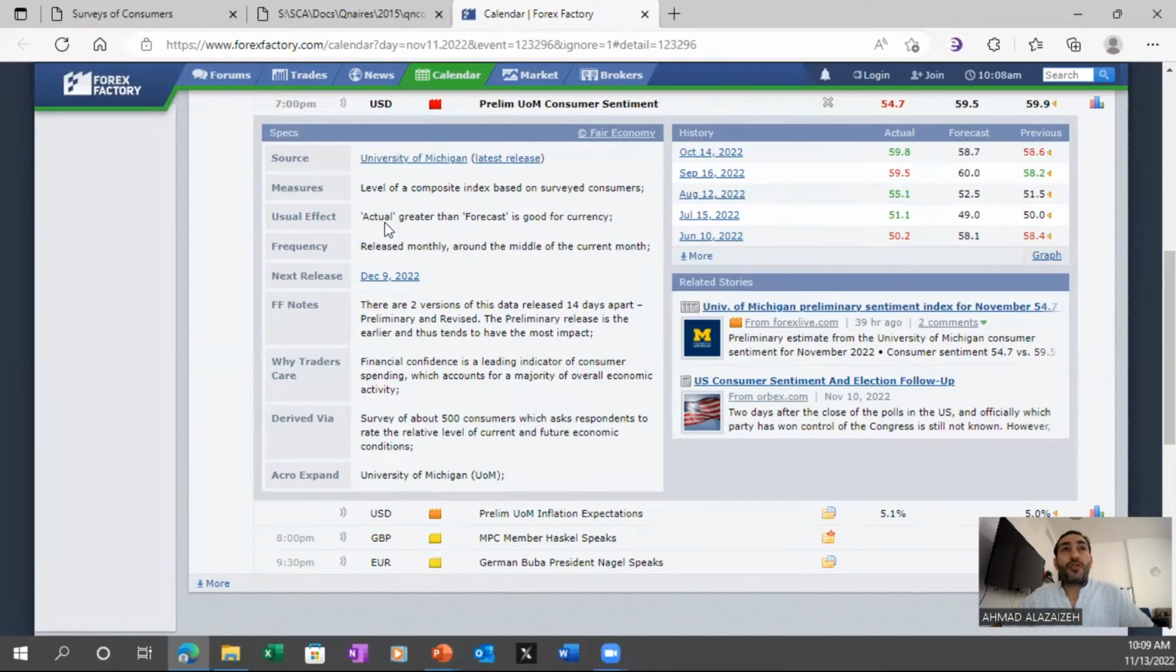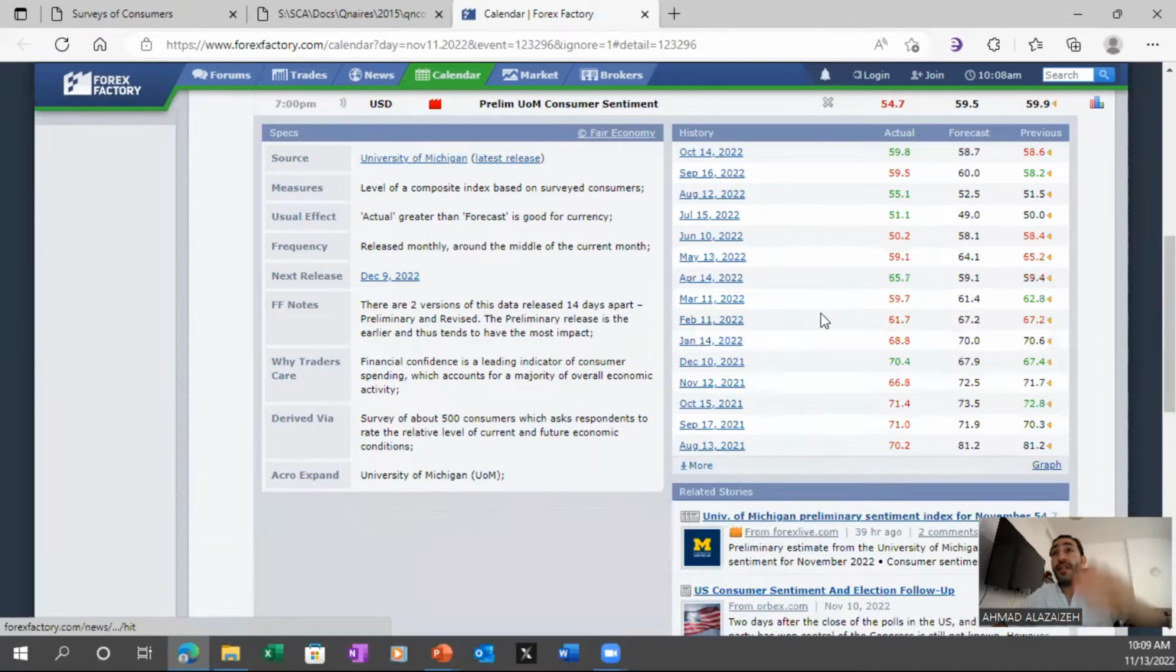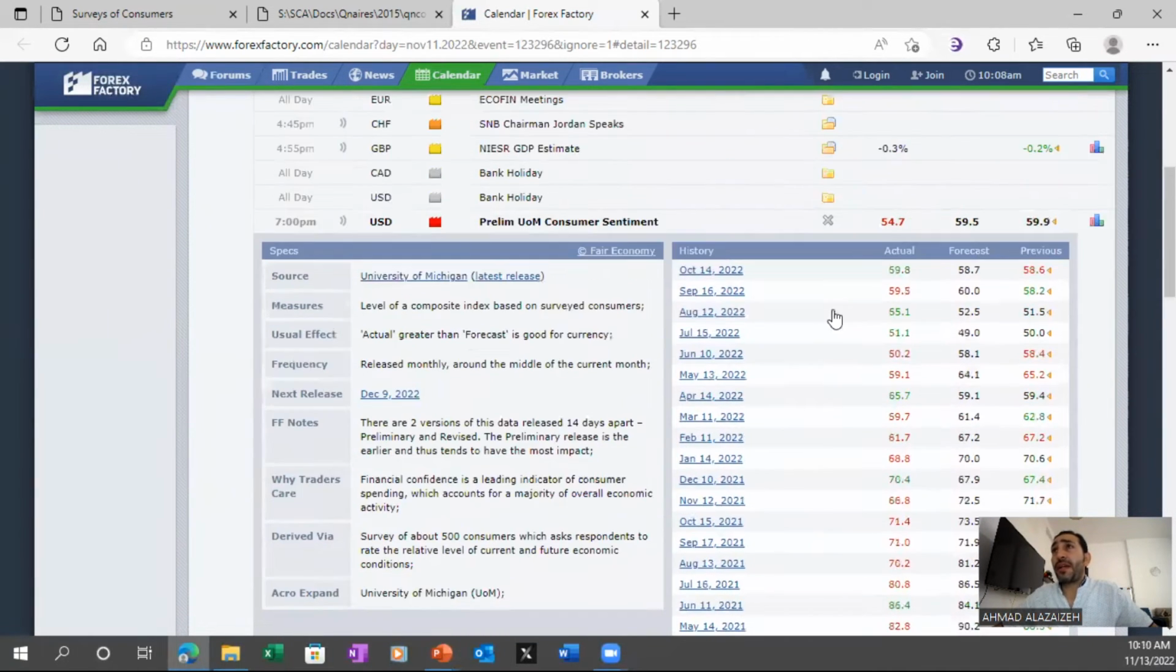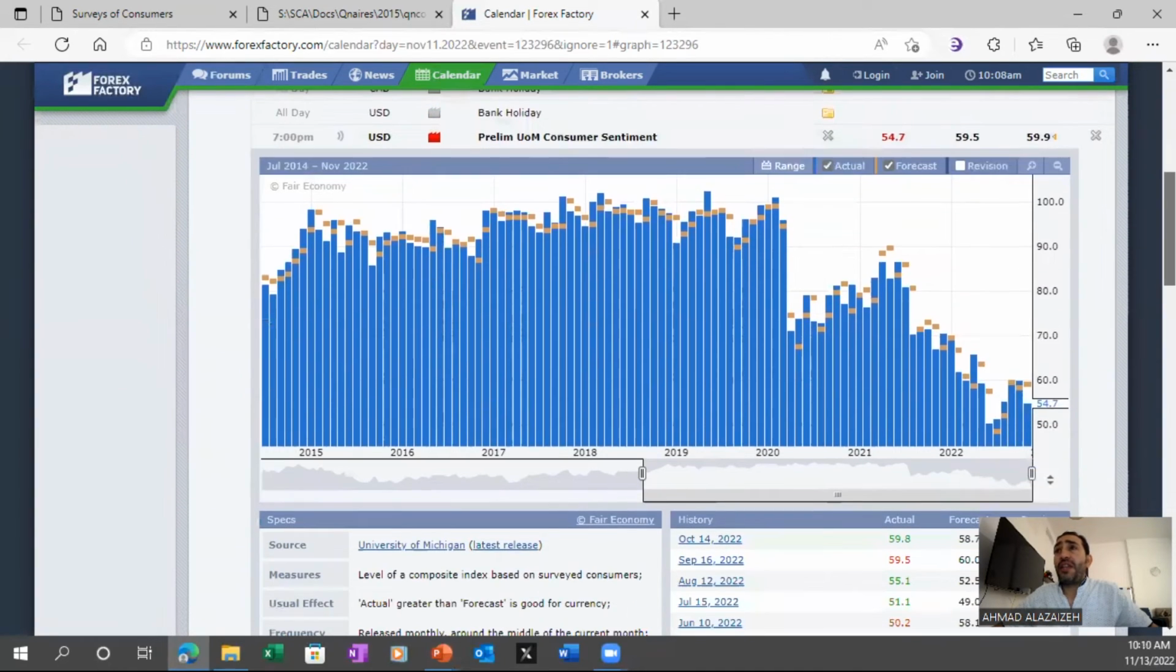implication on the market. The implication here is that actual greater than forecast is good for the currency. This is released on a monthly basis, and it has two revisions, the preliminary and the revised, and I'll show you the revised later on. This is a survey of 600 or 500 consumers which asks the respondents about the business and economic conditions in general. So here is all the data, and you can trace the history all the way back. And here is how the index looks.